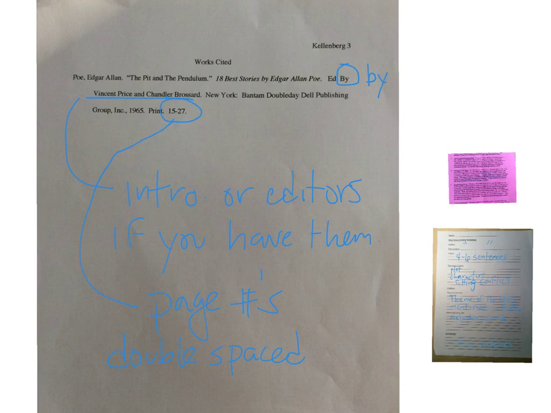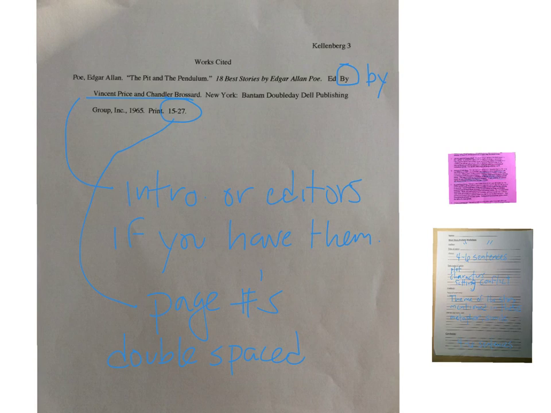Put the title of the short story, which gets quotation marks. Put the title of the book in italics. If you have an introduction or any editors, put them in there. If not, skip over it. There's the one typo that I made the correction for, and that's by. It should be a lowercase b.